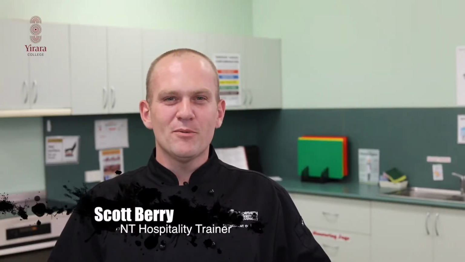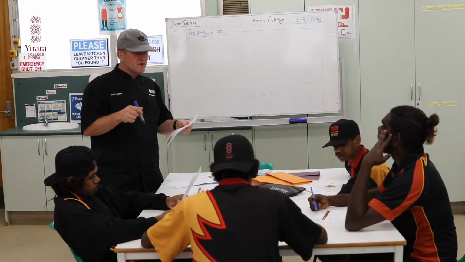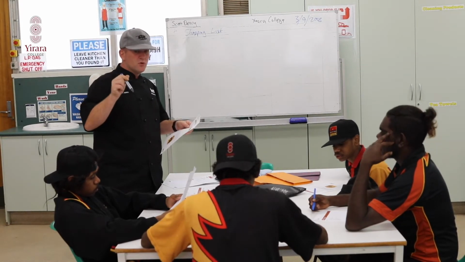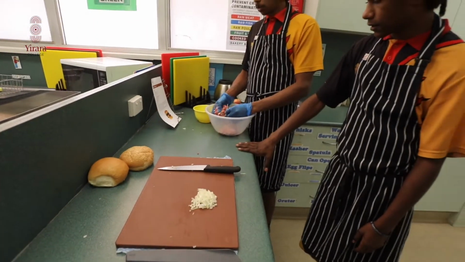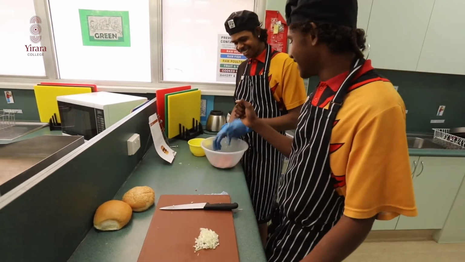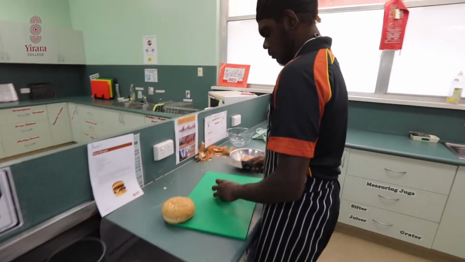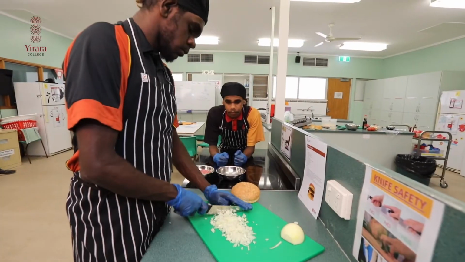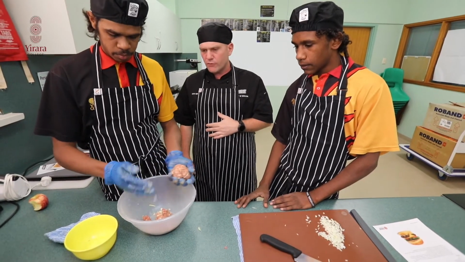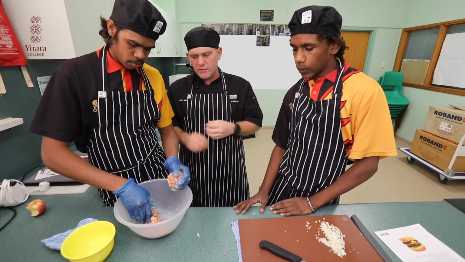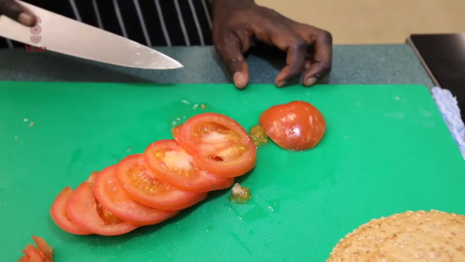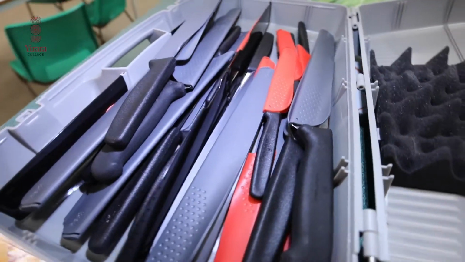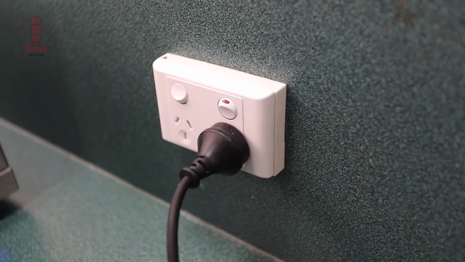Hi, my name's Scott Berry from the Department of Education and I'm a hospitality trainer. I help run a Cert 1 hospitality course throughout the Northern Territory for school-based students. Some of the main objectives of the course with the students here is to teach them some basics about hygiene, work health safety and customer service so that they can take it out into any industry. The way I deliver the course is I take them all the way back to the basics with using different types of equipment.